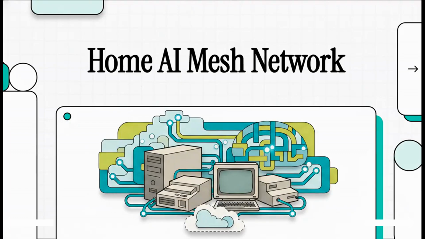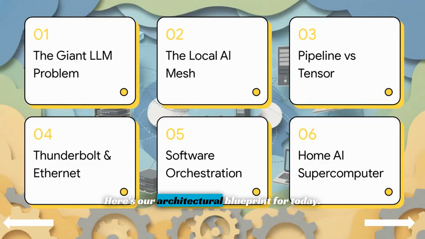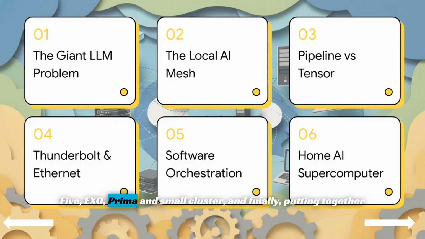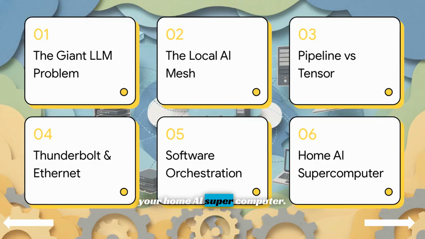Okay, here's our architectural blueprint for today. We'll be looking at 1. The giant LLM problem. 2. The local AI mesh network. 3. Pipeline versus tensor parallelism. 4. Thunderbolt and Ethernet networks. 5. EXO, Prima, and smolcluster. And finally, putting together your home AI supercomputer.